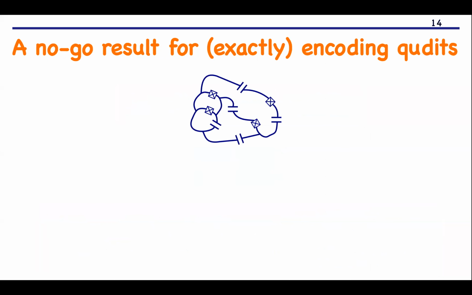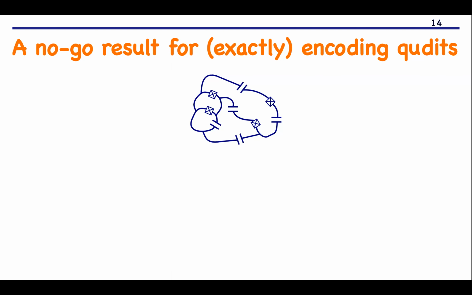So let us start actually with a negative result. So a no-go result for exactly encoding qubits. So let us suppose that we have a generic structure of capacitances connected to Josephson junctions.